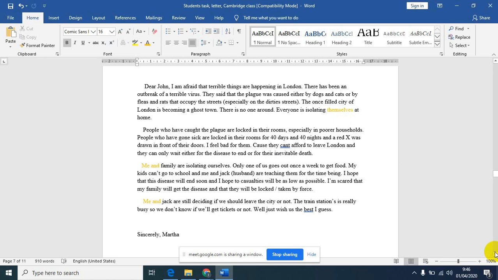People who have caught the plague are locked in their rooms, especially in poorer households, for 40 days and 40 nights. And a red X was drawn in front of their doors. I feel bad for them because they can't afford to leave London and they can only wait either for the disease to end or for their inevitable death. Me and my family are isolating ourselves. Only one of us goes out once a week to get food. My kids can't go to school and me and Jack, my husband, are teaching them because I'm a mother.